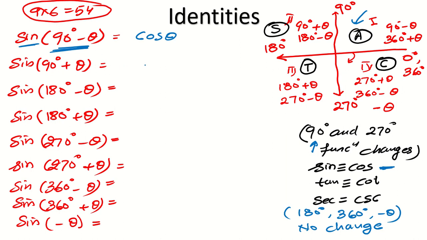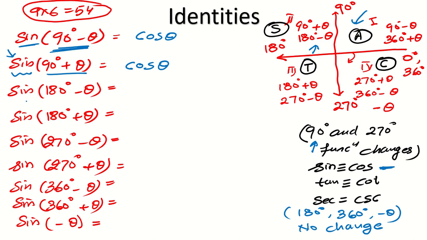Now sine 90 plus theta. So again for 90 the function will change. So it will become cos theta. Okay. So cos theta, and then 90 plus theta, in which quadrant does it lie? It lies in the second quadrant. And in second quadrant again sine is positive. You will see here the left side function, not the right hand side. So again it will be positive cos theta.